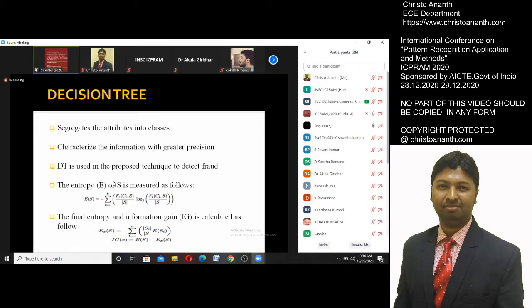In this, DT is used to detect theft by calculating the expected electricity usage of a consumer. The entropy is calculated as given in the equation below. The final entropy and the information gain are calculated as follows. Next.